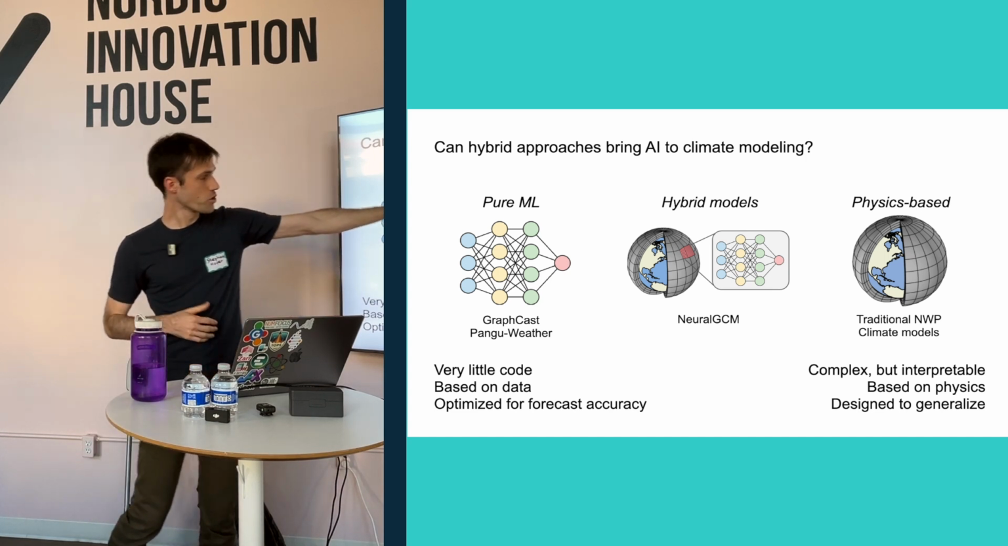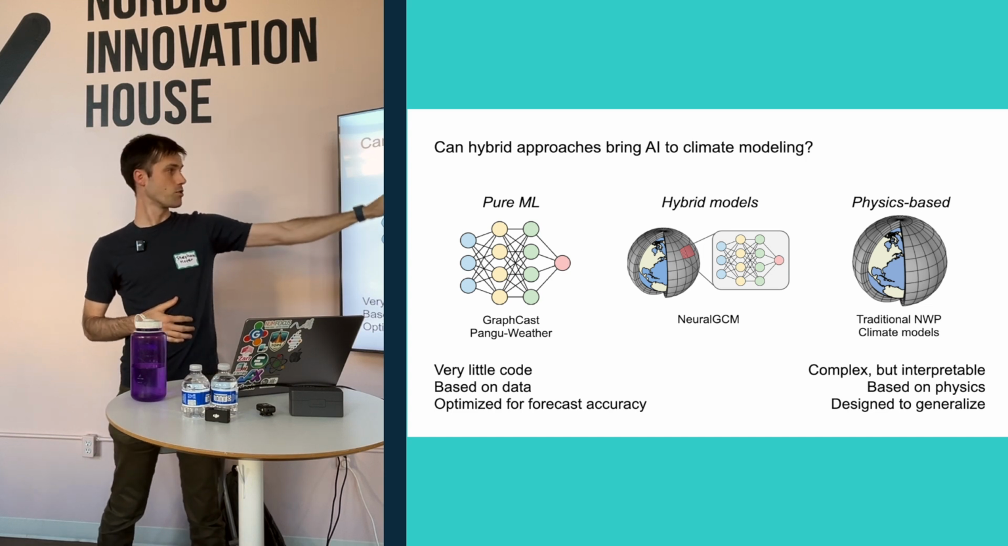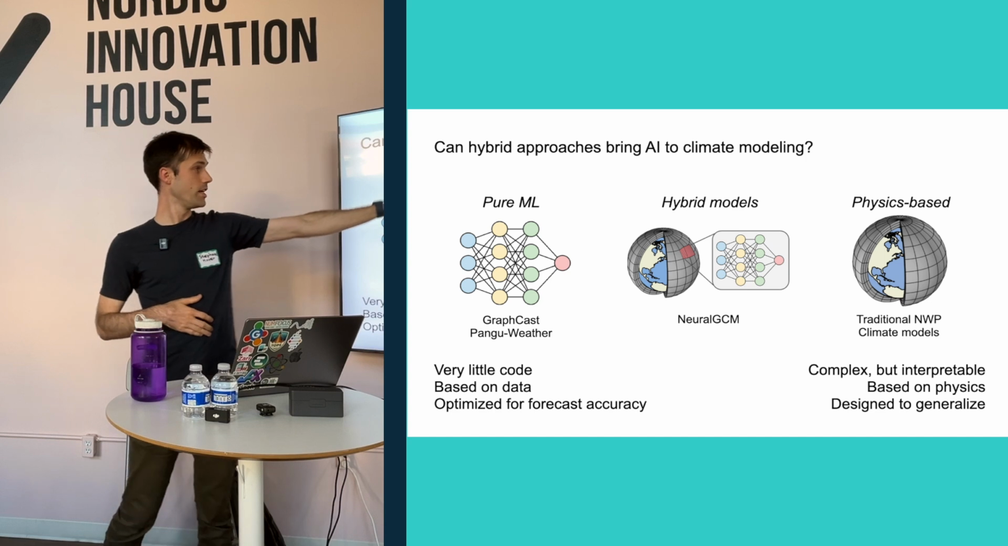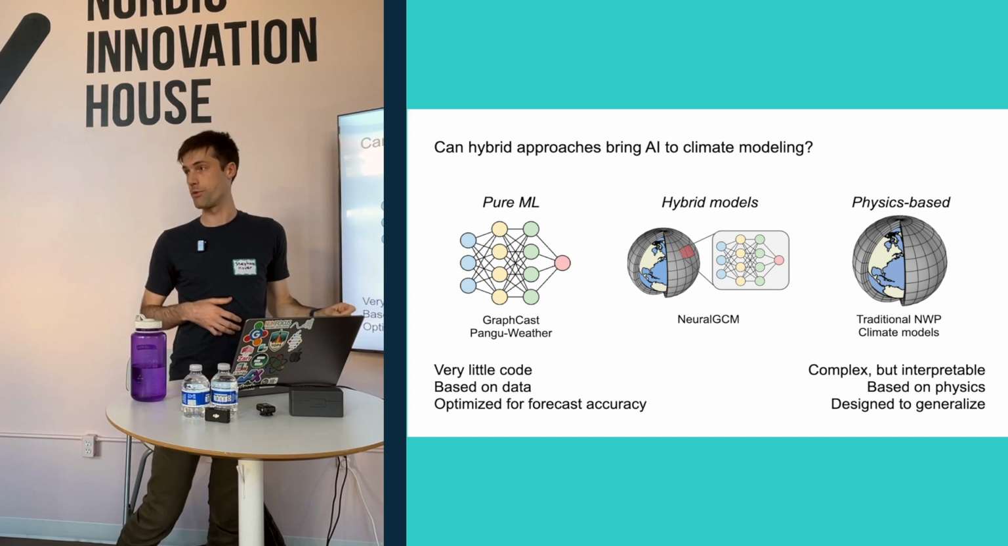And models like NeuralGCM are taking parts of the physics-based models and replacing the parts of the physics-based models that we know well, that we believe in pretty well. In general, that's the fluid simulation part of the models, and selectively replacing parts of the models with AI.